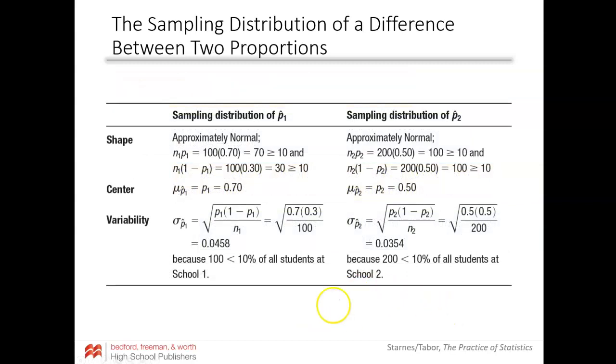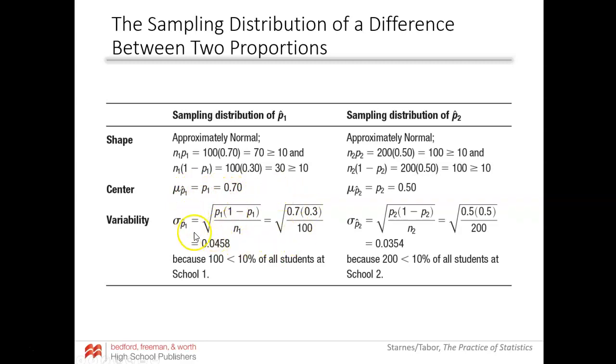All right, here's what's going on. First thing, they wanted to check that they could use the normal distribution, so they checked the shape by doing the large counts condition. So for school one, that was 100 times 0.7, which is greater than 10, so check. And then 100 times 0.30, which is 30, which is greater than 10. So this shape was approximately normal. The mean of the sampling distribution of their proportion was equal to 0.7.